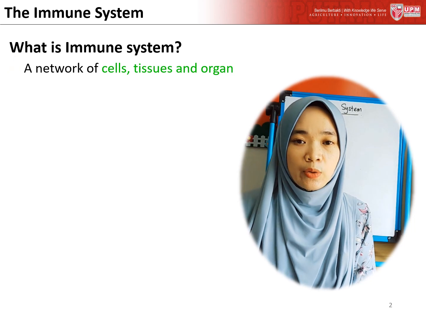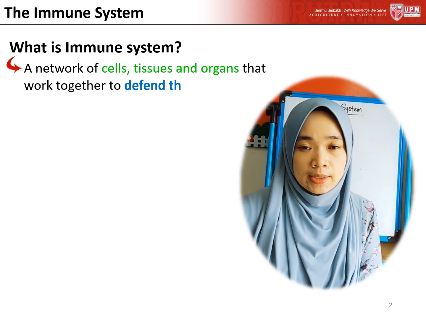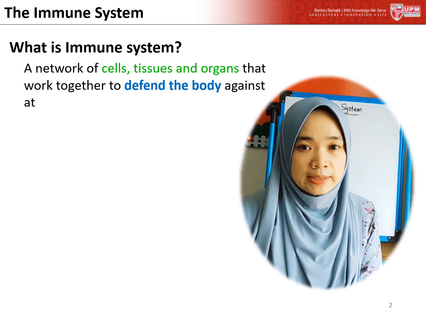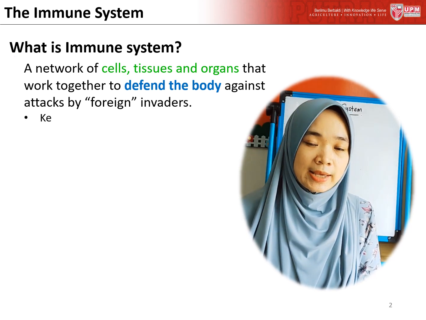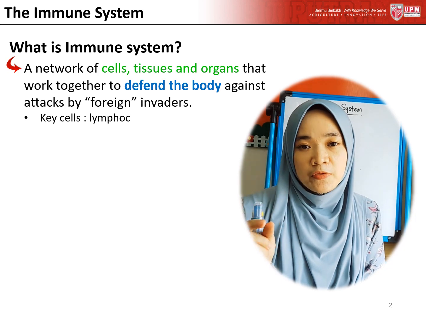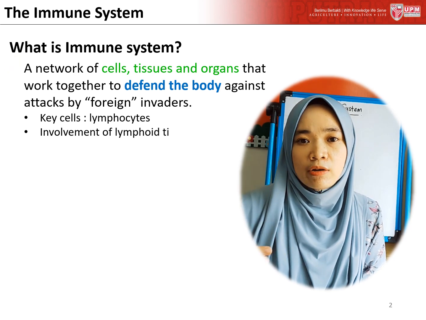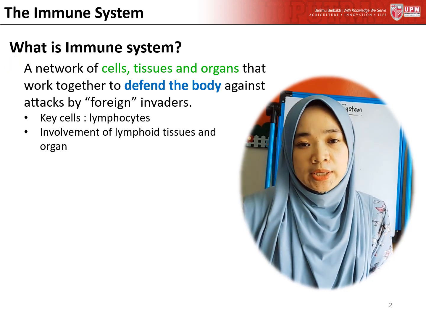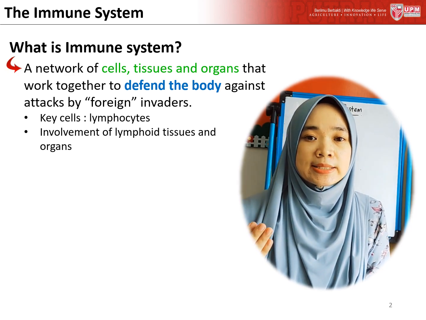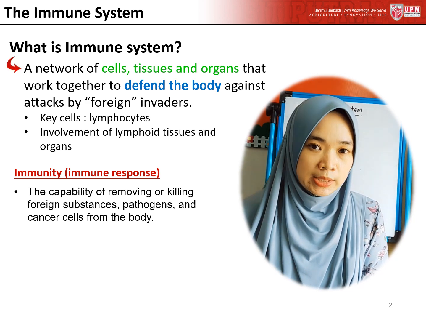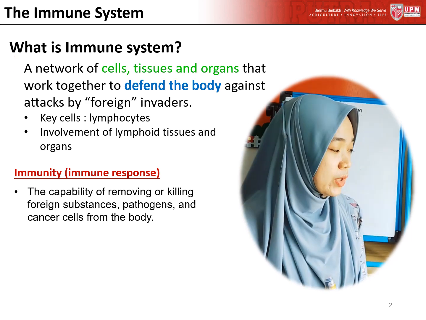Okay, immune system, what is the meaning of immune system? The immune system is a network of organs, tissues, and cells that work together to defend our body from the attack of pathogens. The key cells here are the lymphocytes, which are produced by the lymphatic system. The body's response during an attack by an invader or pathogen, we call the immune response or immunity.